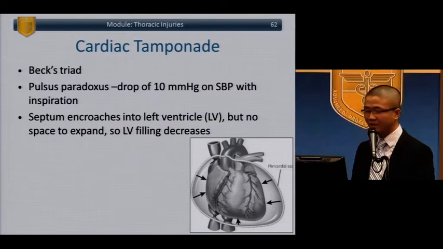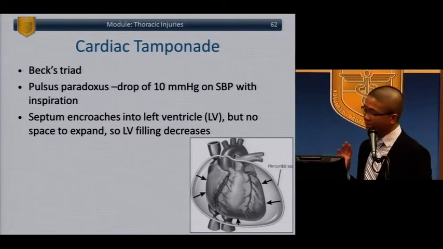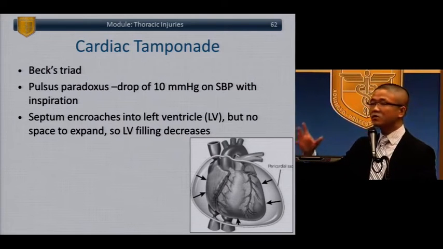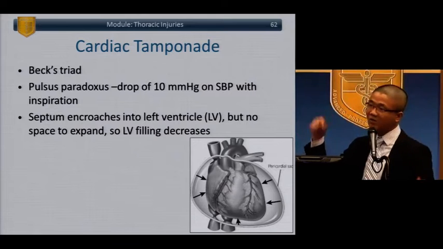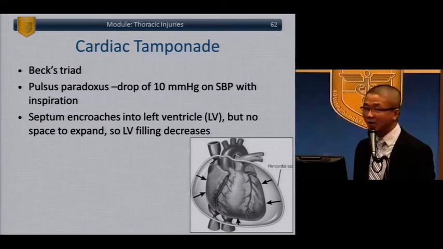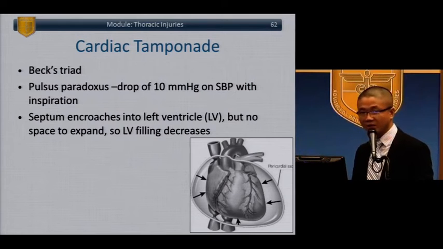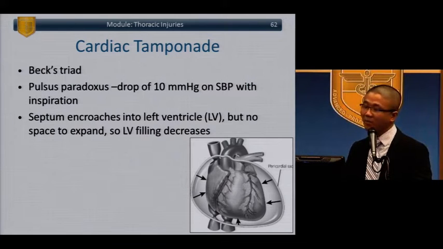And the reason for that is because all of a sudden you have all of this increased right inflow from venous return. The septum encroaches into the left ventricle. There's no space for that heart to expand because now you have cardiac tamponade, and so all of a sudden you have decreased LV filling. Once it results in decreased left ventricular filling, all of a sudden you don't have as much cardiac output. All right, so it's an interesting phenomenon, and it's a drop of 10 millimeters of mercury in your systolic blood pressure when the patient inspires.